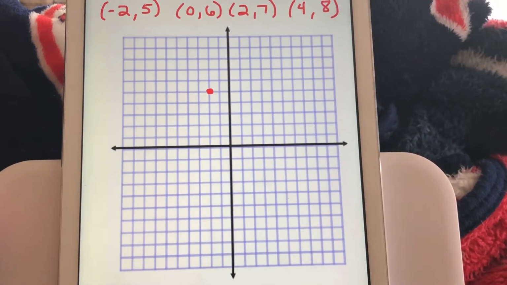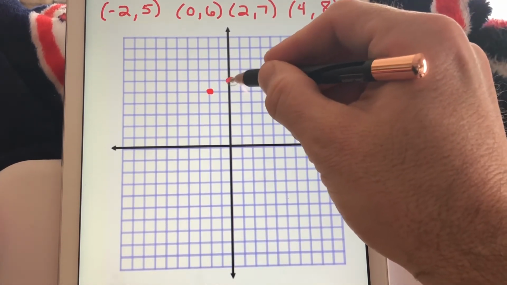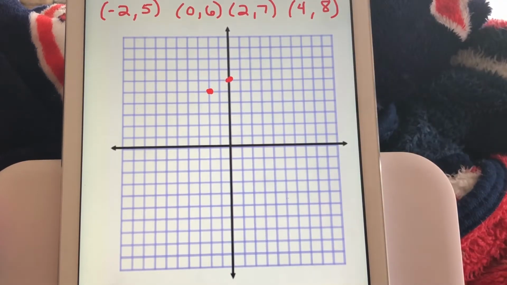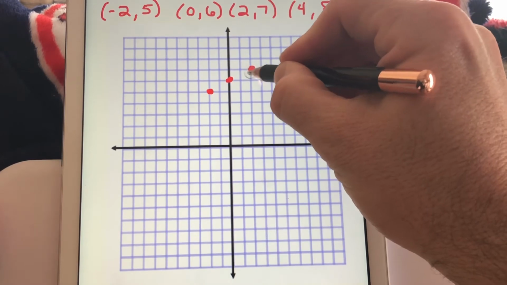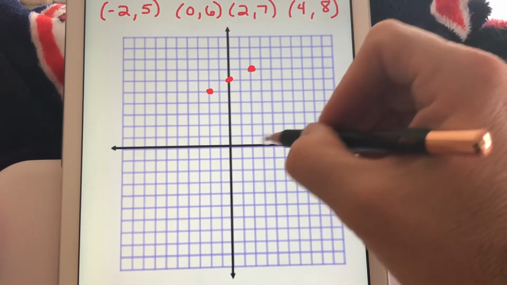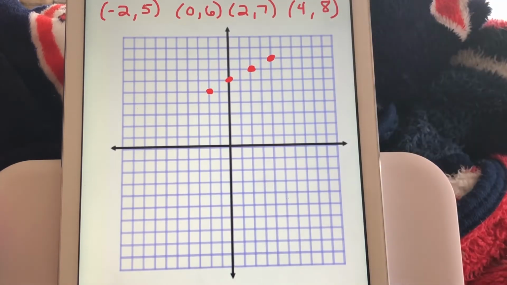The next ordered pair is 0, 6. So don't go left or right any. Go up 6 and plot the point. The third point is 2, 7, so right 2, up 7. And then the final point is right 4, up 8. So that's going to be the graph of the function in number 3, y equals 1/2 x plus 6.